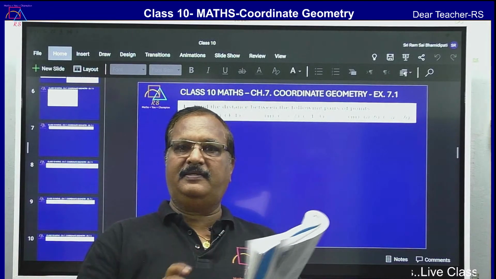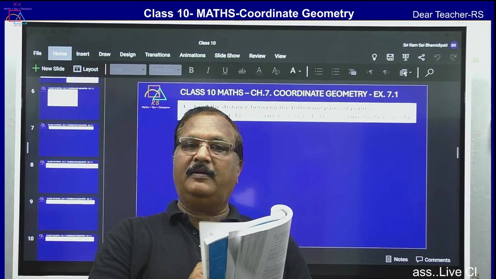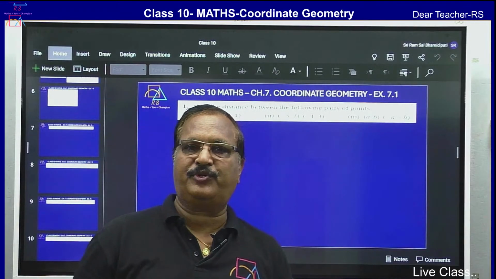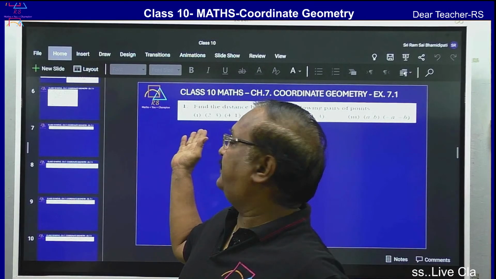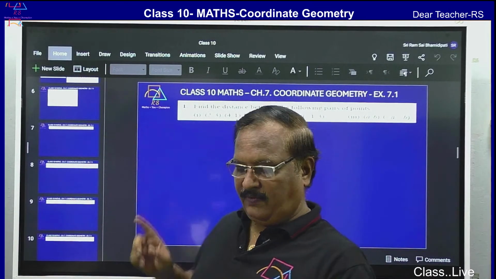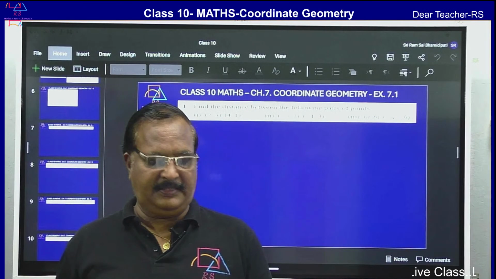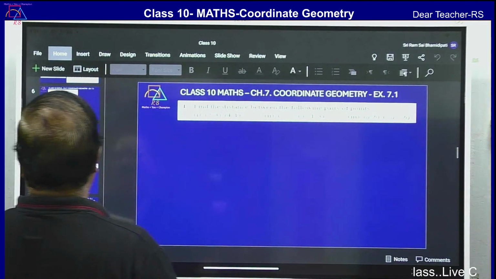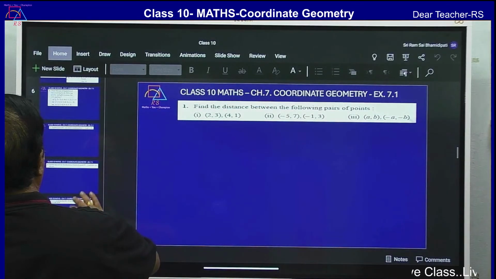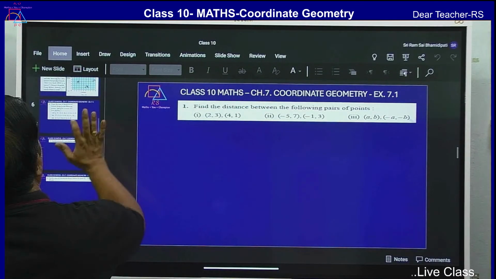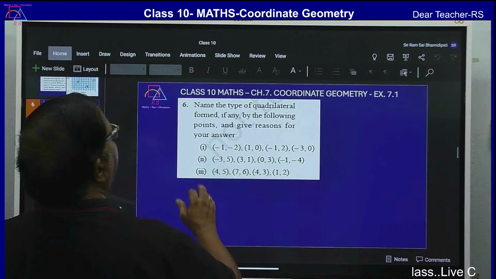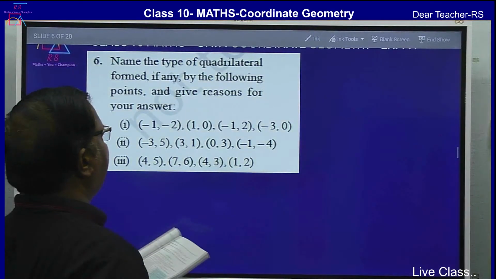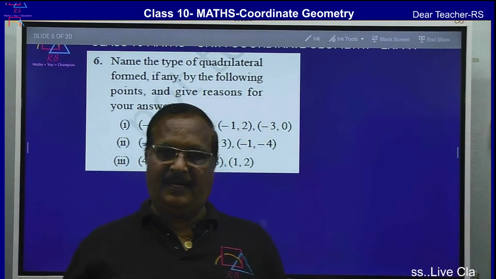These questions were taken as snapshots and kept here. These white color ones are the questions. So we have to do question number 6. This is question number 6. I have put the snapshot in my touch board.